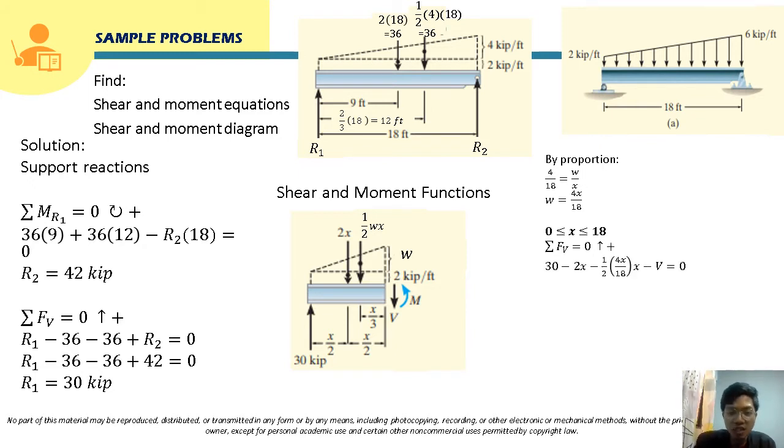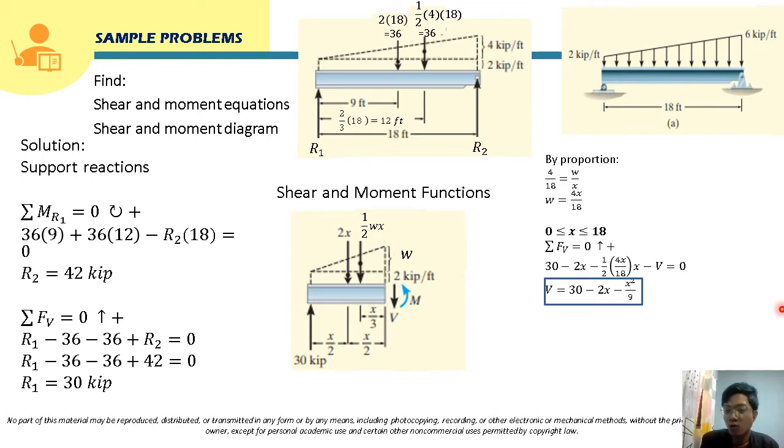So this will be 30 minus 2x minus 1/2. So the value of W is 4x over 18 times x minus V. So this is the internal shear. Solving for the internal shear force, this will be 30 minus 2x minus, simplifying this, 1 times 4 over 2 times 18, so that will be 1 over 9. And then x times x, that is x squared. So this will now be the shear equation for this segment.